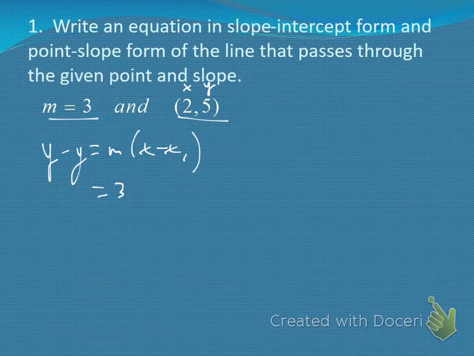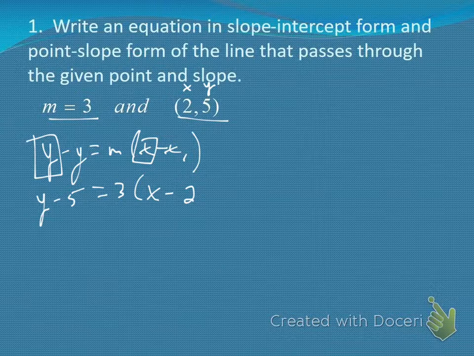But I've already said we are not going to plug anything in for that plain y and that plain x. So that means the 5 must go in there for the y1, so we go y minus 5. And then the 2 must go in there for that x1, so then we go x minus 2. And there is the equation of that line in point-slope form.